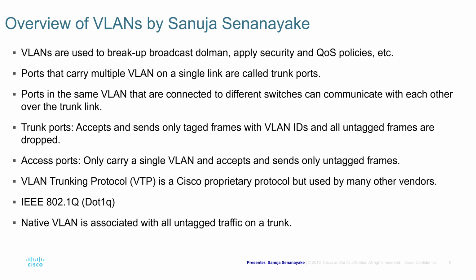VLAN Trunking Protocol, also known as VTP, is a Cisco proprietary protocol. However, it is used by many other vendors such as IBM and HP switches. IEEE 802.1Q, also known as dot1q, is the standard that we use for VLAN IDing and VLAN configurations, and it is set by the IEEE organization. The native VLAN is associated with all untagged traffic on a trunk. So if there's any untagged traffic, that would be going through the native VLAN because there are no tags associated with it.